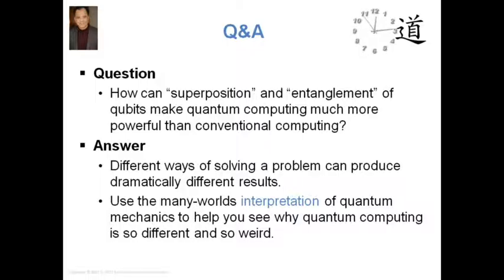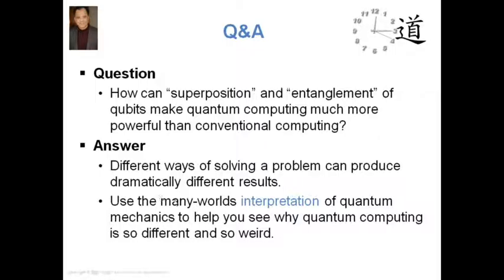So that example doesn't actually have a whole lot to do with quantum computing. It's a way for me to demonstrate how a different approach can be much faster, and when it's much faster, we say that it's more powerful. It's a more powerful way to solve a problem. So it's a similar mindset that causes quantum computing to be more powerful and faster than conventional computing.